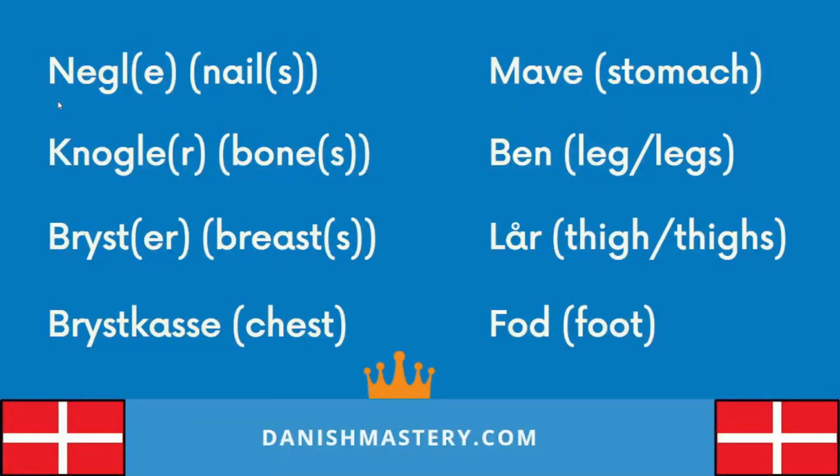And then we have a bit more here. Now here I wrote a lot of them in both singular and plural because they're both very common. So negl, negle, nail or nails. Knogle, knogler. But actually, even when it's knogle, it's a knogler. You never put the stress on the end. I'm just doing that to highlight that they're different. Knogle, knogler. Bone or bones.